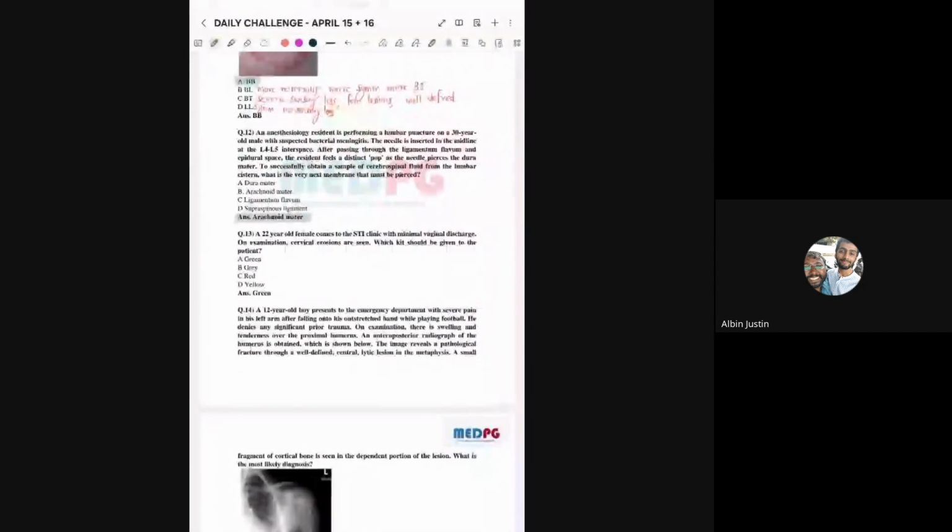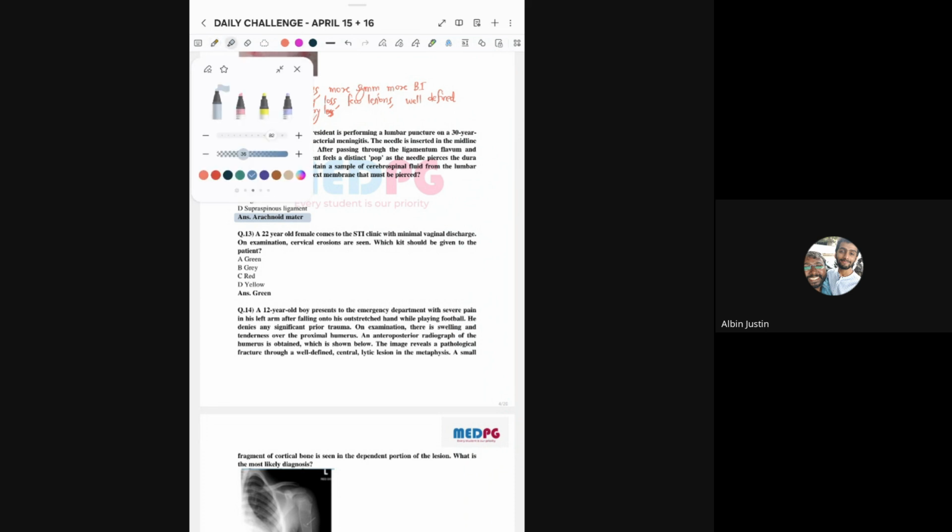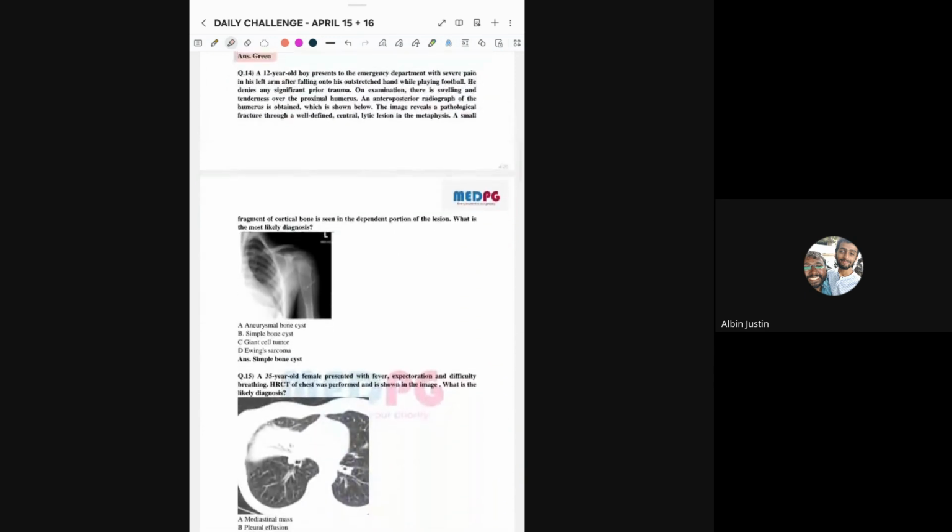Question number 13. STI clinic, vaginal discharge. So vaginal kits have already been discussed. For vaginal discharge, the kit will be green. Next question.